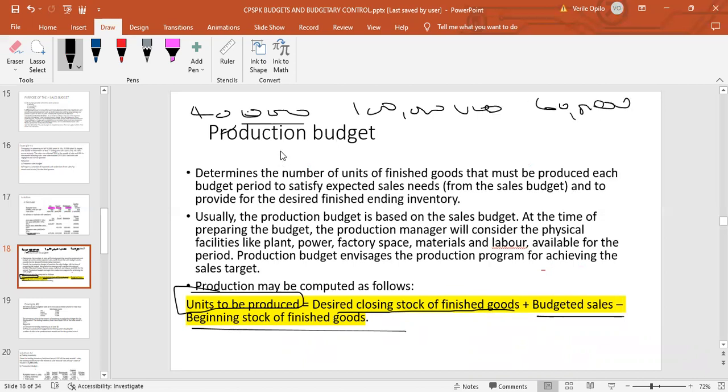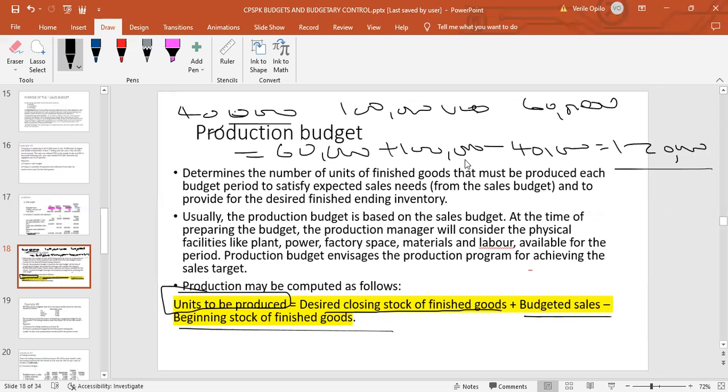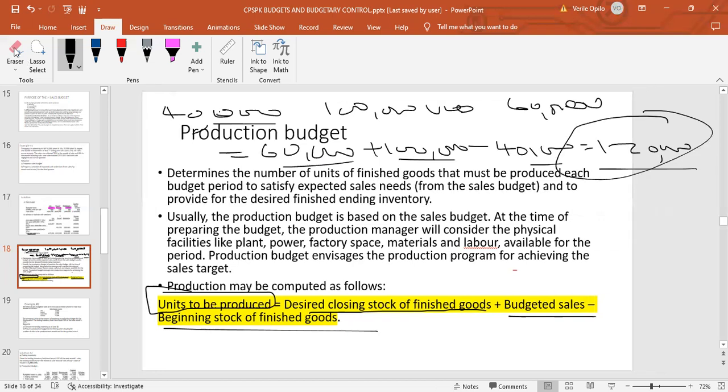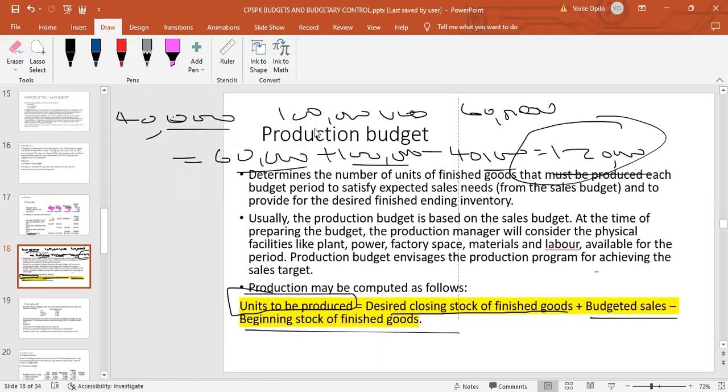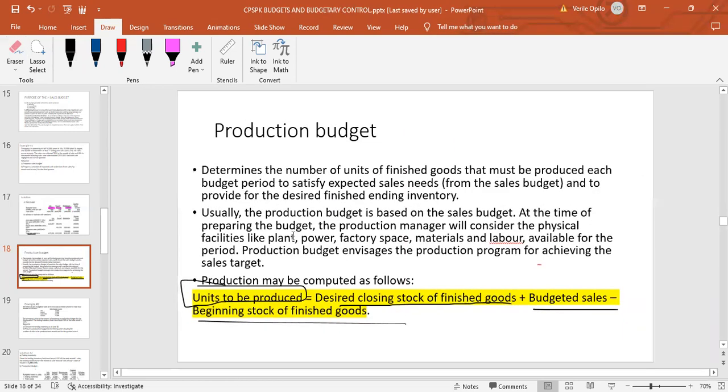So we're saying that it will be equal to what you want to be left with, the closing stock of 60,000, plus what you want to sell, the budgeted sales, minus what you already have. Therefore, to know how many units should be produced in the factory to meet all these needs, you need to produce 120,000 units. That is how we know how many units the business should produce during a given period.